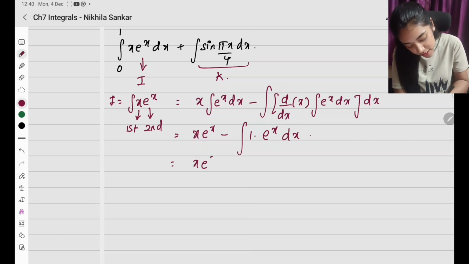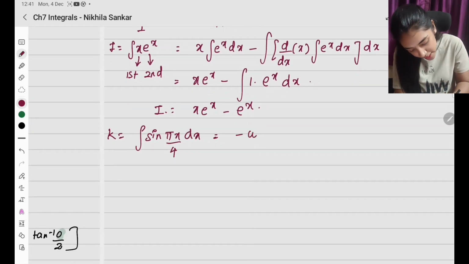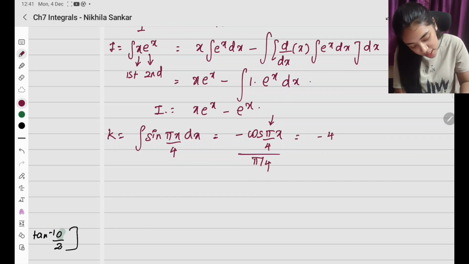So when I further simplify, I have x e to the x minus e to the x. So this is I. Now, what is K? K is going to be the integral of sine of pi x divided by 4, dx. The integral of sine is going to be minus cos. So minus cos of pi by 4 times x divided by, remember, the coefficient of x is pi divided by 4. So this becomes minus 4 divided by pi. Pi by 4 goes to the numerator, so 4 by pi times cos of pi by 4 times x.